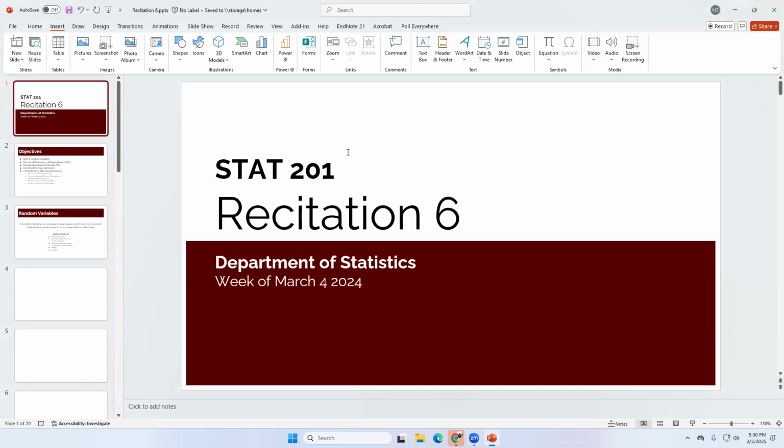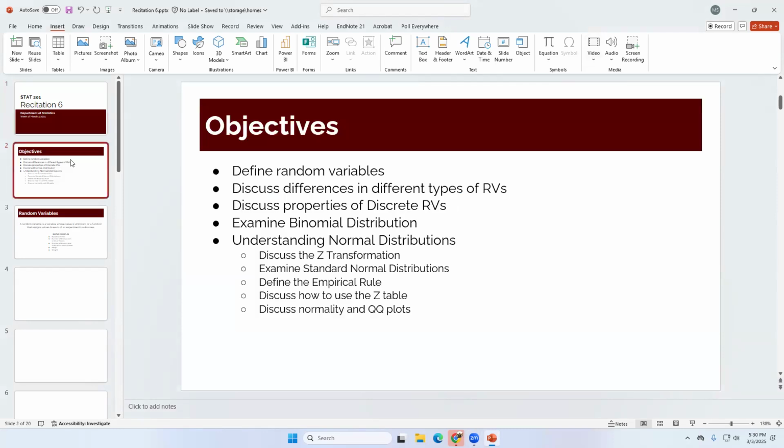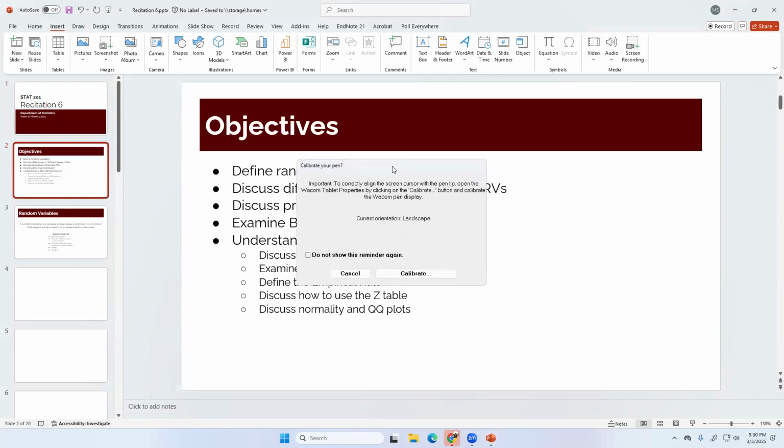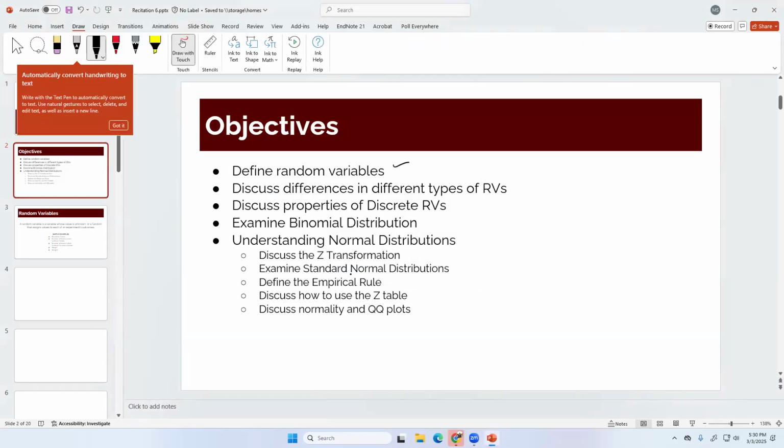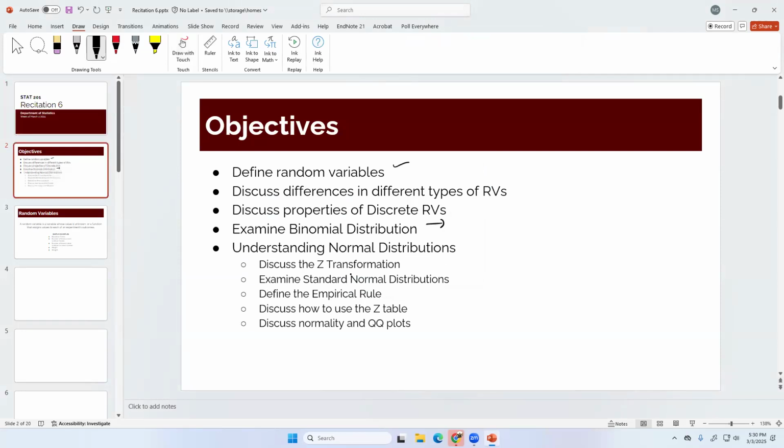So today is recitation 6, and we'll talk about distributions and random variables today. What are random variables, especially focusing on binomial distribution and normal distributions. We'll also talk about the different types of random variables, the different properties of random variables, and after we understand all of these, we will go into binomial distribution and normal distribution and talk about what they are.